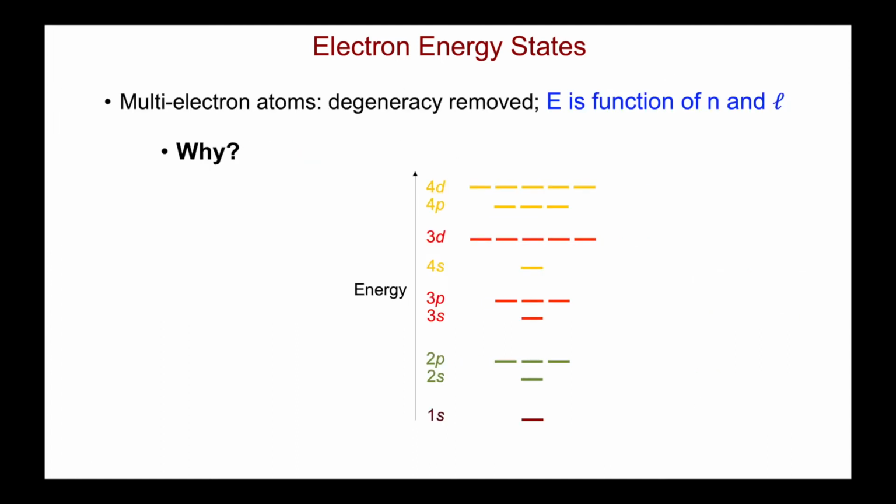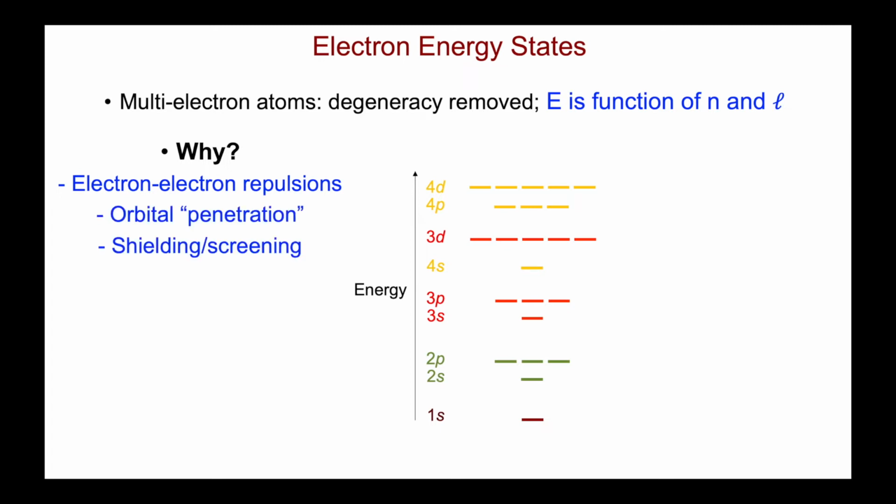Why is this degeneracy removed? Why is E a function of l? The splitting is associated with electron-electron repulsions, which are very difficult to model in a quantitative sense. What we can do, however, is look at this splitting of the energy levels in terms of orbital penetration and shielding and screening of the electrons in a given orbital.